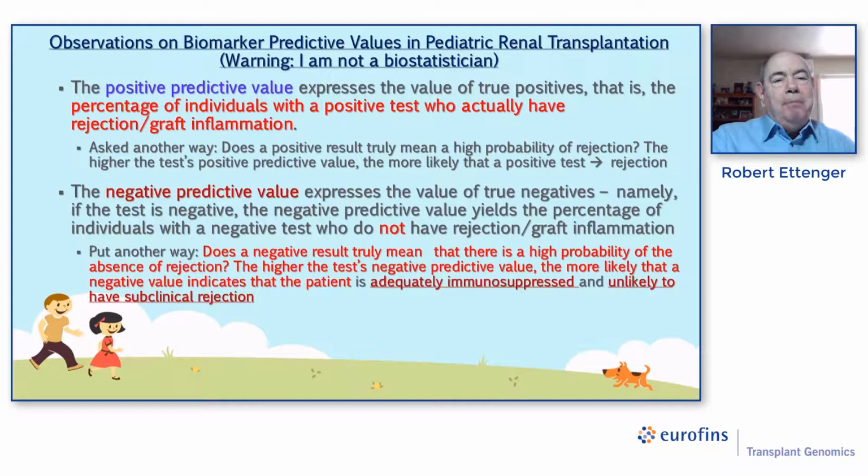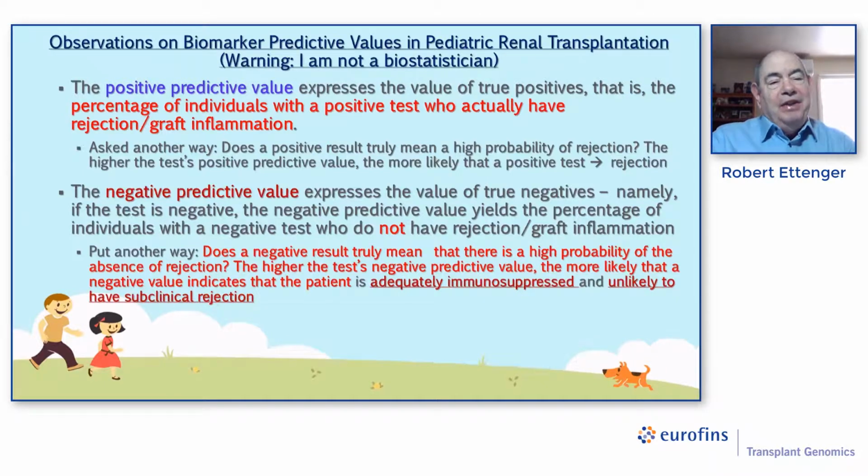Now, if we look at biomarker predictive values in pediatric renal transplantation, I make the warning that I am by no means a biostatistician. I am the village idiot when it comes to biostatistics. However, it's easy enough to understand that if there's a positive predictive value, this will help us identify the percentage of individuals who have a positive test. Those actually have rejection or graft inflammation if their positive predictive value is within the relevant range.